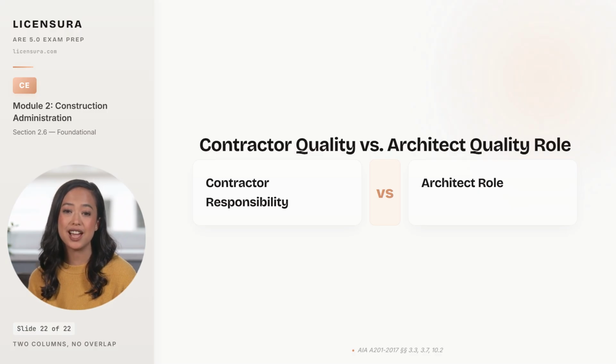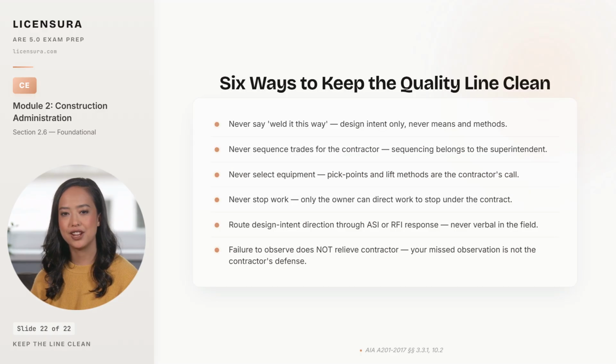6 ways to keep the line clean in the field. Train the team on each one or absorb the liability. 6 rules separate architects who keep the line clean from architects who pick up the contractor's liability. First, never say "weld it this way." Describe the design intent in the RFI response and let the contractor's engineer choose the means.